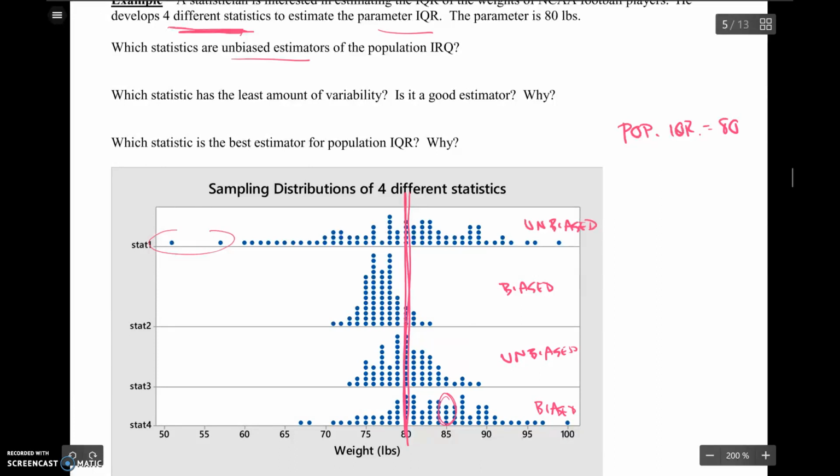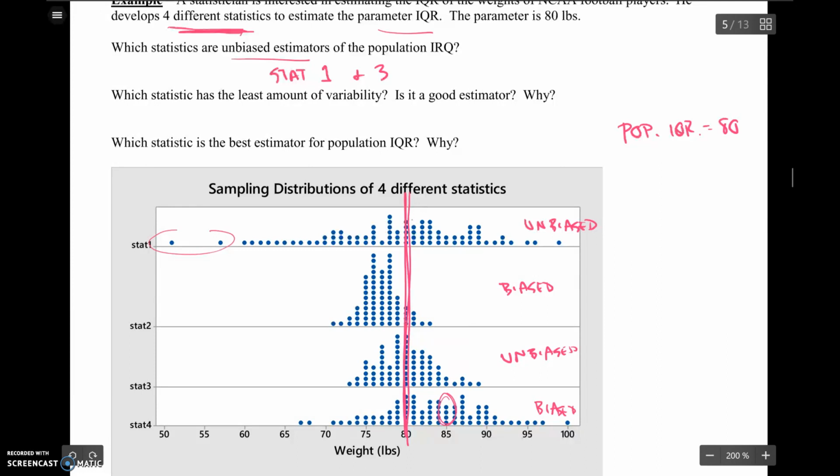The question is, does it look like the mean of these, if you average out all these points, is going to be equal to 80? So we're going to say it's close, so we'll just say unbiased. So I'm going to say stat 1 and 3.